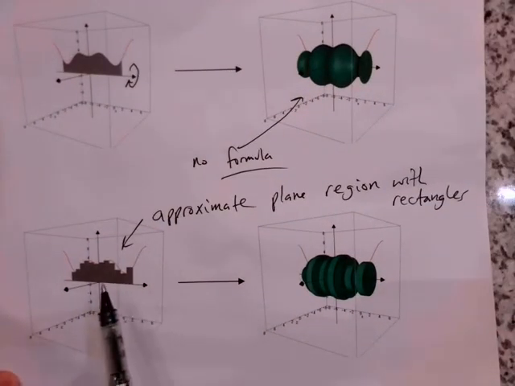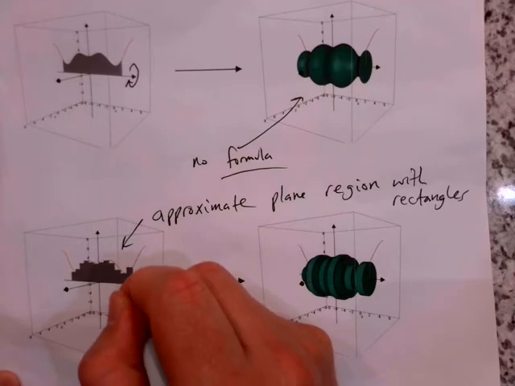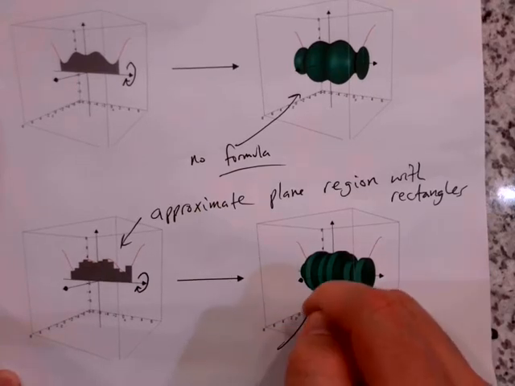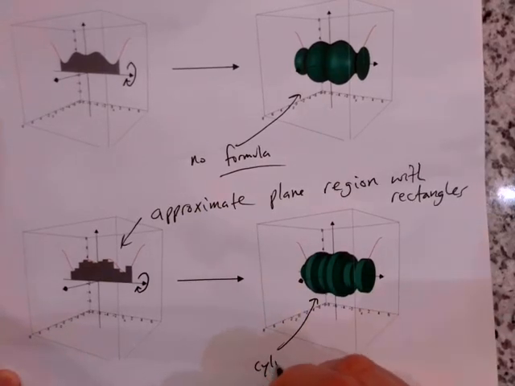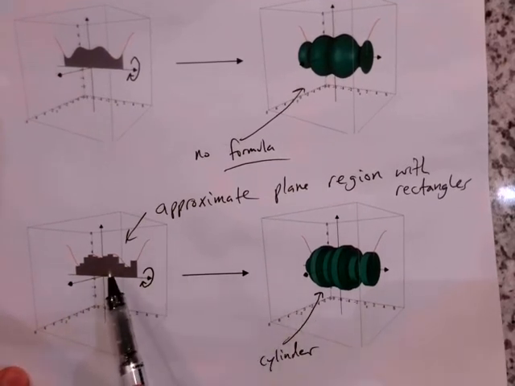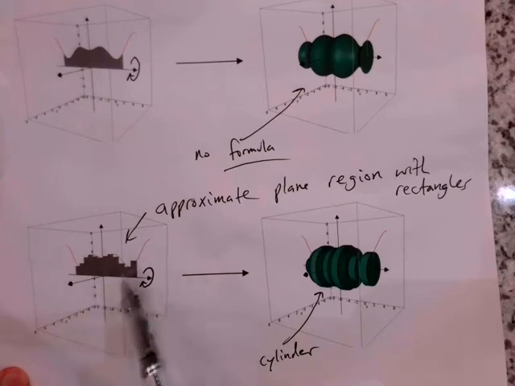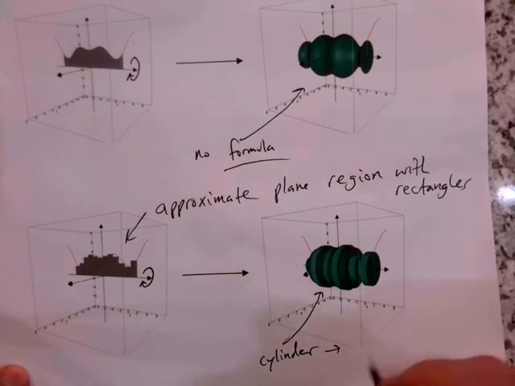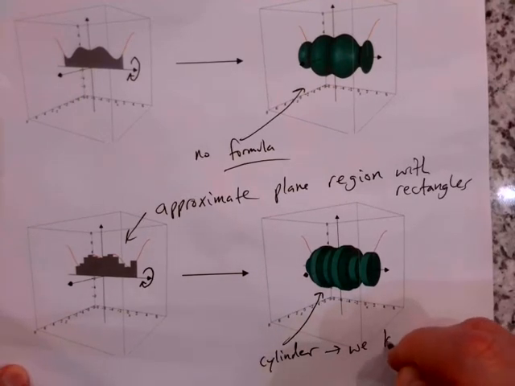And then we rotate that region, that approximation, about the axis of revolution. When we do that, it gives us this, which if you can see, is a bunch of cylinders. Because when you rotate each rectangle about the axis of revolution, each rectangle becomes a cylinder. And the benefit to that is that we have that formula. We know the volume of a cylinder.